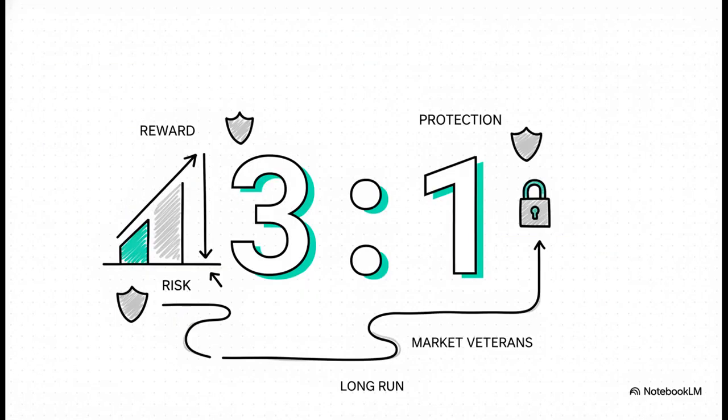And that framework allows for this magic critical number, 3-to-1. This is the reward to risk ratio. Professional analysts look for setups where the expected reward, the target, is at least 3 times greater than the risk, which is the distance to your stop loss. To put that into perspective, taking trades with this 3-to-1 ratio is precisely how market veterans protect their capital over the long run, even if some of their patterns fail. It's the ultimate safety net.